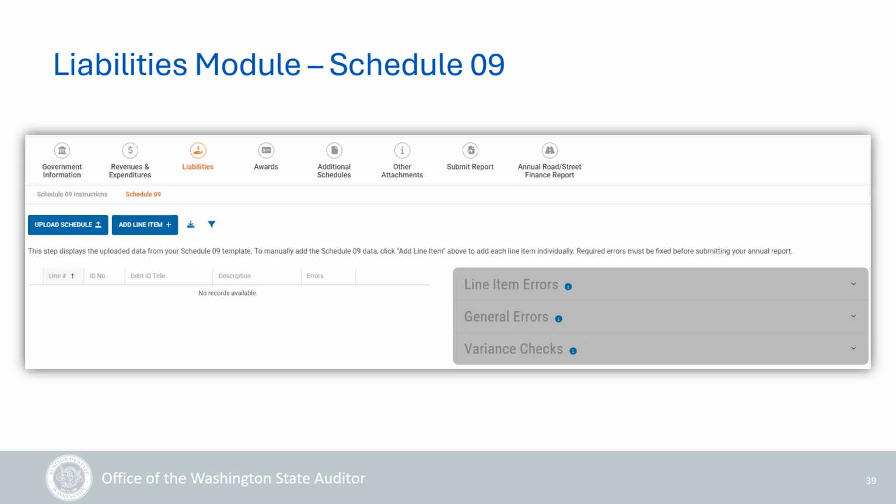We have now made it to the Schedule 09 step. Just like Schedule 01, there are two methods for importing this data. You can choose to upload a completed template or manually add the data.